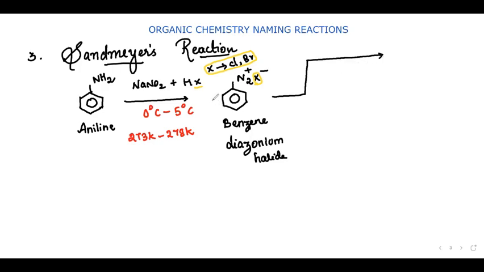chloro compounds. So, you want to prepare chloro, what should I take in this? Cuprous chloride. Cuprous in the sense copper with +1 oxidation state. If I use cuprous chloride, I'll get chlorobenzene plus N2.